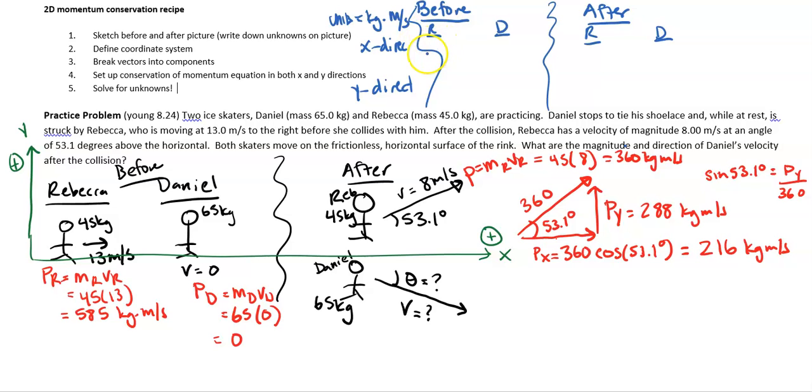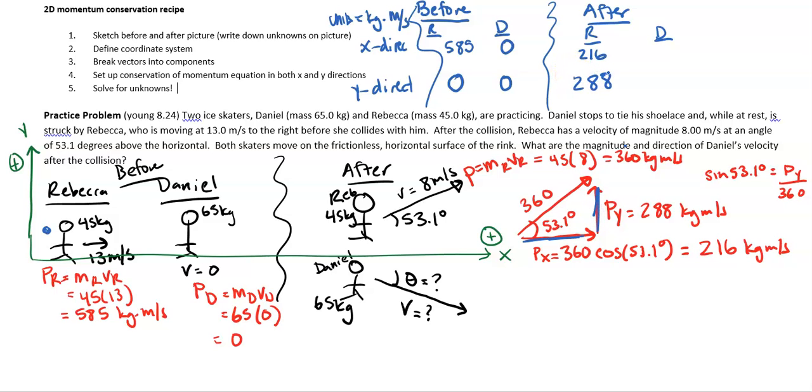Okay, so let's see. Rebecca is initially moving in the X direction, and her momentum is 585 in the X. Her Y momentum initially is just 0. She's not moving in the Y. Daniel initially, he's not moving at all, so this is just 0 and 0. Afterwards, Rebecca's X momentum is 216. Her Y momentum is positive 288.